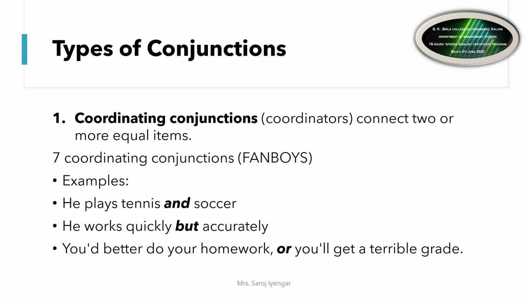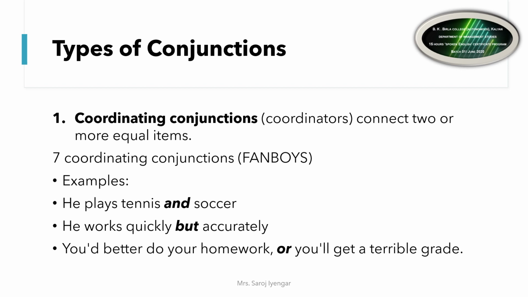Now what do these actually do? They always come between the words or clauses that they join. That is, they try to join two or more equal items. So a coordinating conjunction is generally a kind of conjunction which joins parts of a sentence that are grammatically equal.